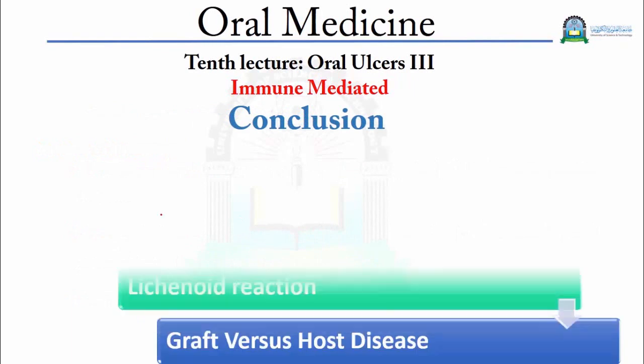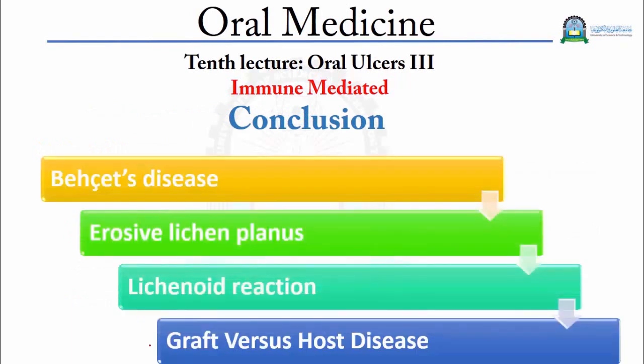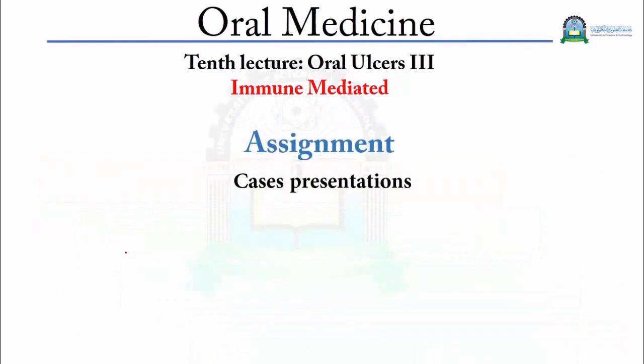In conclusion, we have talked about pemphigus disease, erosive lichen planus, lichenoid reaction, and graft-versus-host disease as autoimmune diseases or immune-mediated ulcerative lesions. In this lecture, we finished the oral ulcerative lesions as a part of the curriculum, speaking about part 1, part 2 and part 3 of oral ulcers.